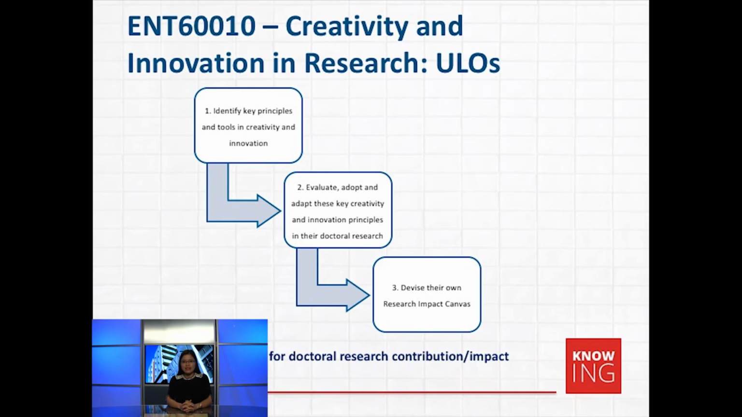By successfully completing the second core unit, Creativity and Innovation in Research, you should be able to, first of all, identify key principles and tools in creativity and innovation. 2. Evaluate, adopt, and adapt these key creativity and innovation principles in your doctoral research. And 3. Create your own research impact canvas. In a nutshell, the ultimate tangible outcome will be a clearly written doctoral research impact canvas, in which you explain convincingly how your doctoral research project is likely to make a contribution to theory and/or practice.